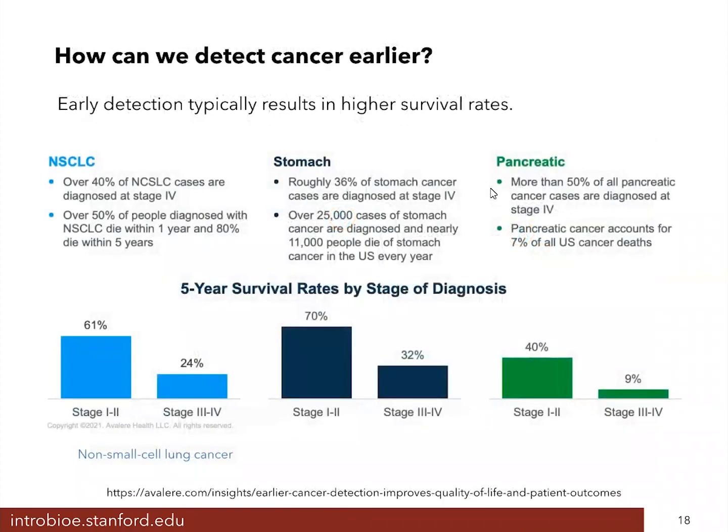Now, how can we detect cancer is a really big question in the field, because we know that early detection typically results in higher survival rates. Here are statistics for non-small cell lung cancer, for stomach cancer, and pancreatic cancer, showing that if you catch the cancer in stage 1 or 2, your chances of survival are much higher than if you catch them at stage 3 or 4. Literally half to maybe even a third or a quarter of the survival rate if you catch it later than if you catch it earlier. So it's really advantageous to figure out whether or not you have cancer as early as possible.